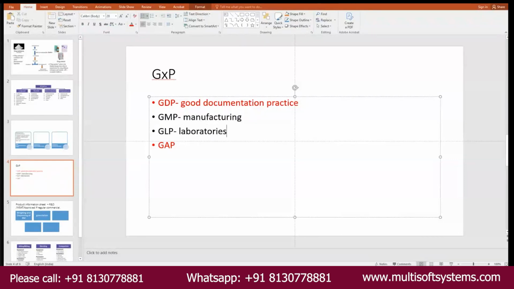Okay, and the next one is automation. DMLA means documentation, manufacturing, laboratories, and automation. So this is very important for any type of pharmaceutical manufacturing industry.